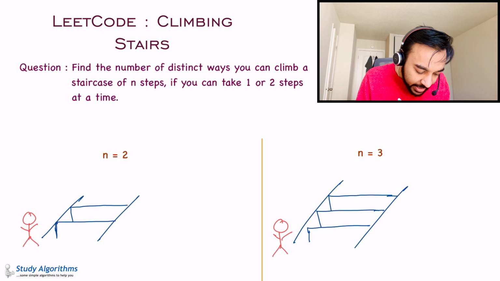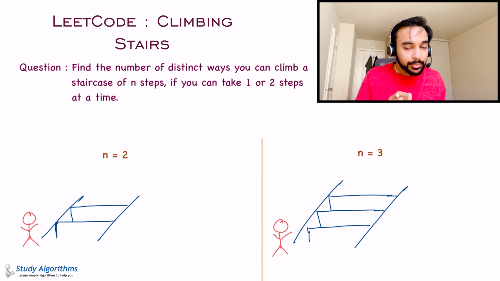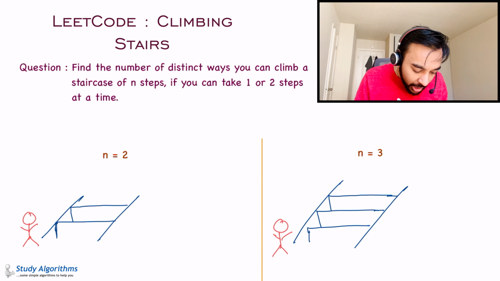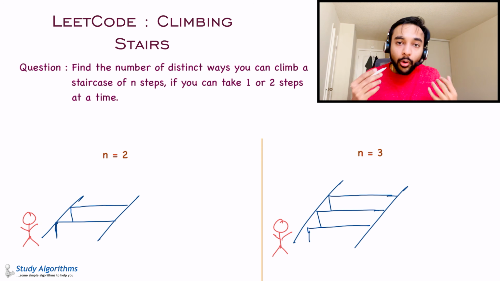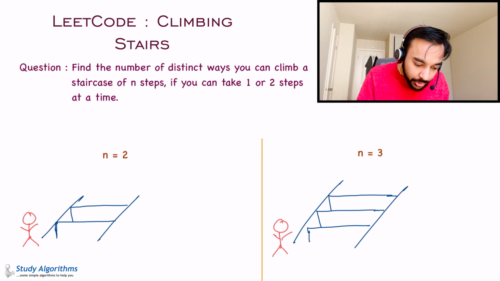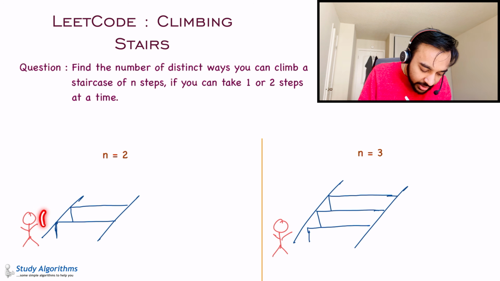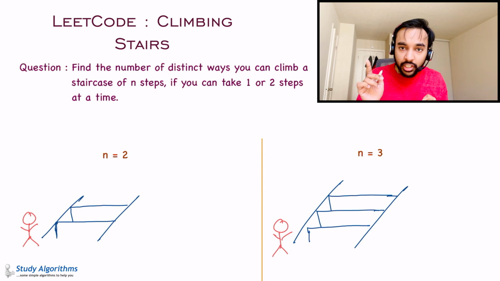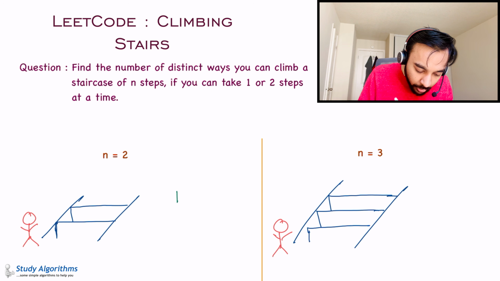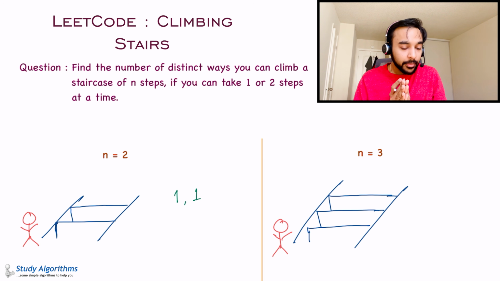In our first test case, you can see that the value of n is 2. This means that your staircase will have two steps to climb, correct? And how can you climb the staircase? So, one way to climb the staircase would be to take one step and then another step, right? And then you would reach the top. So, you took one step and then you took one step again. So, this is one way.